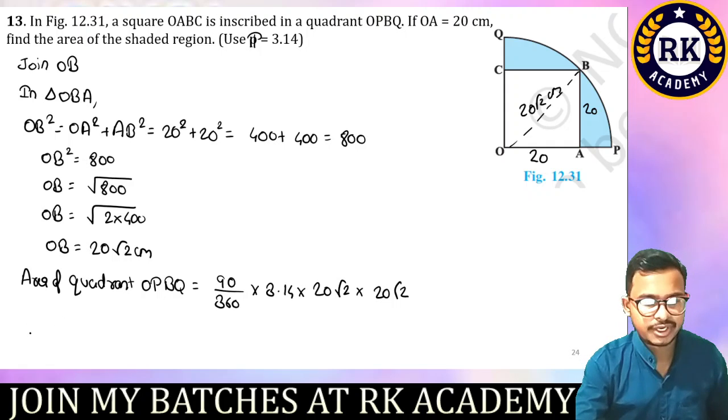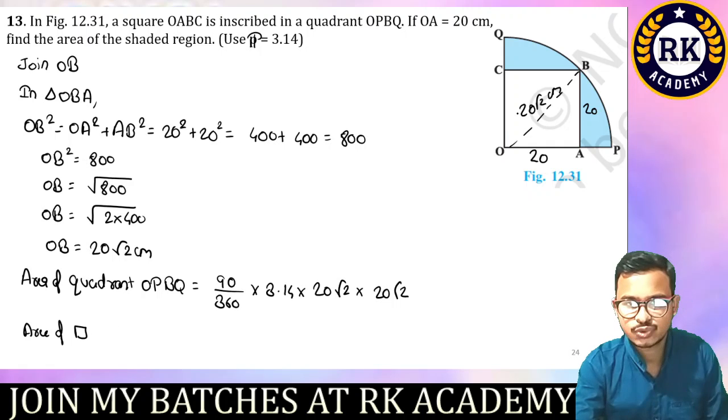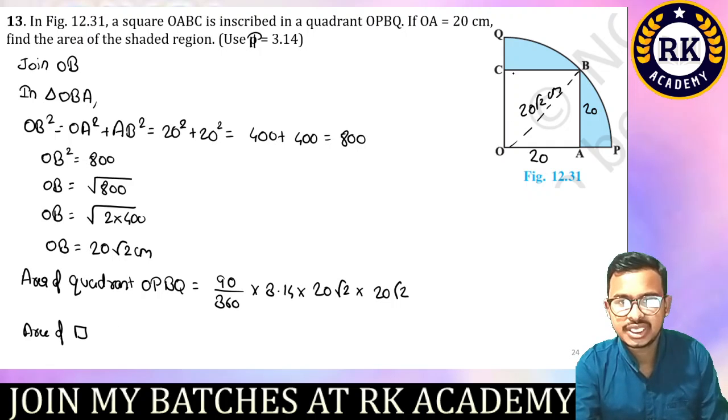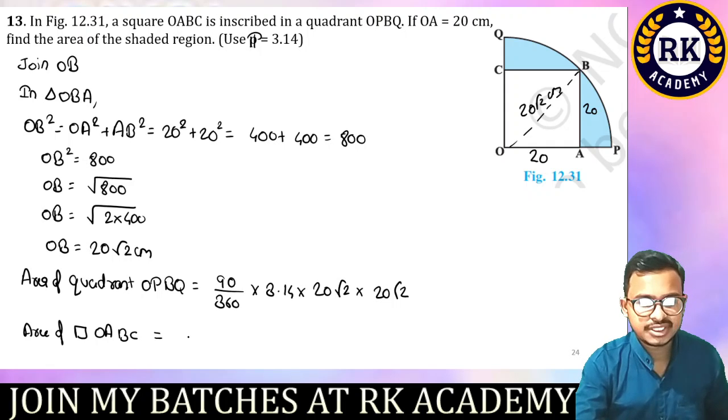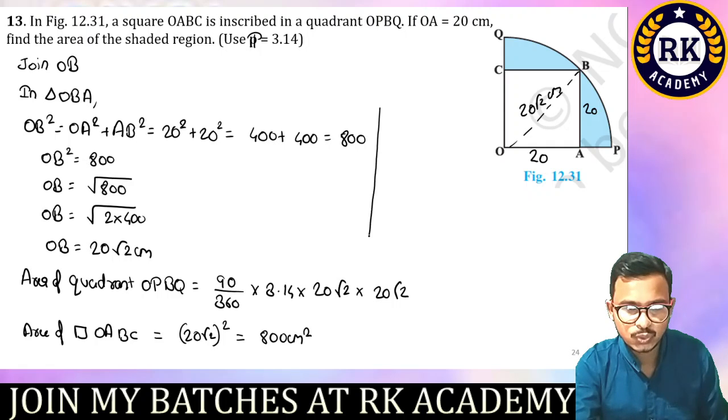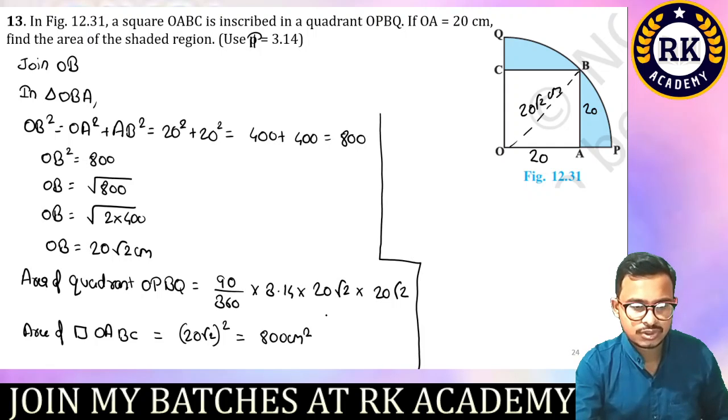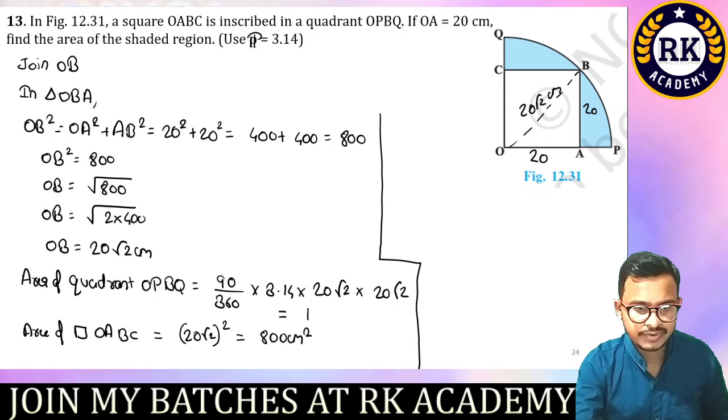So after getting the area of quadrant, next thing you will find area of triangle, sorry, it is a square. So area of square OABC. So OABC is a square, so side square formula लगेगा 20 root 2 whole bracket square. So please find this too. So this square will be 800 centimeter square. Also find this. Now after finding area of quadrant OBP and area of quadrant, what you will do? You will just use a formula. So you have to find this value, everyone.